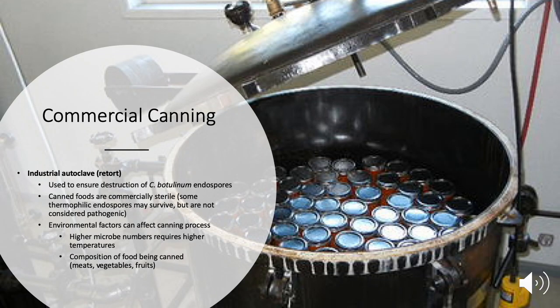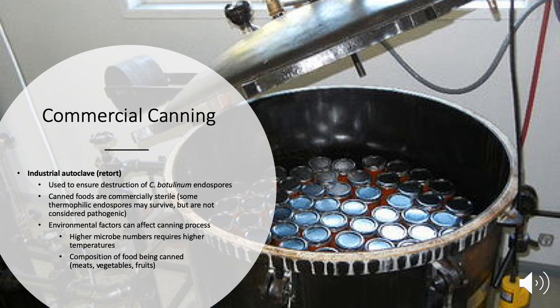In the commercial canning industry, they use gigantic autoclaves known as industrial autoclaves or retorts. And retorts hold multitudes of cans, and they autoclave, or they heat up. Really, they kind of boil. Think about when somebody wants to sterilize baby bottles, they boil the bottles. So it's used to ensure the destruction, however, of a very specific organism known as C. botulinum. And Clostridium botulinum is a gram-positive endospore-forming rod. So it's the organism that causes botulism. And endospores, as we know, are extremely difficult to get rid of.